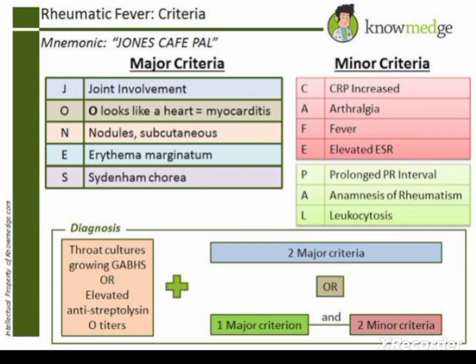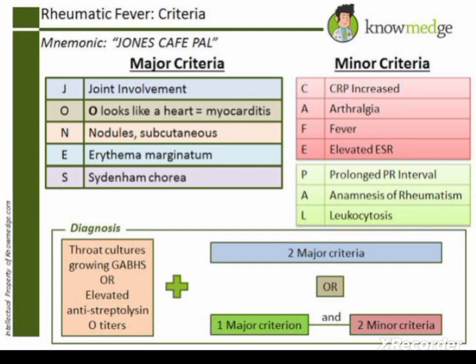Okay. Next one, N, that is nodules, subcutaneous nodules. It is usually associated with severe carditis, and the characteristic feature of subcutaneous nodules, when we are palpating, is that they will be firm, small, hard, painless swellings located over the extensor surface of the joints, particularly knees, wrist, and elbows.